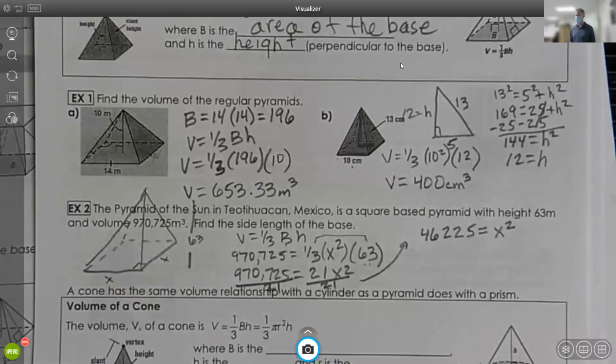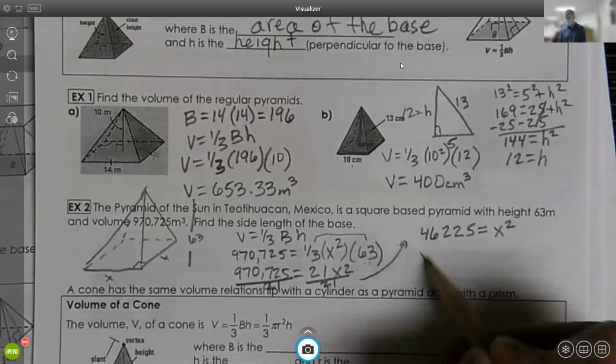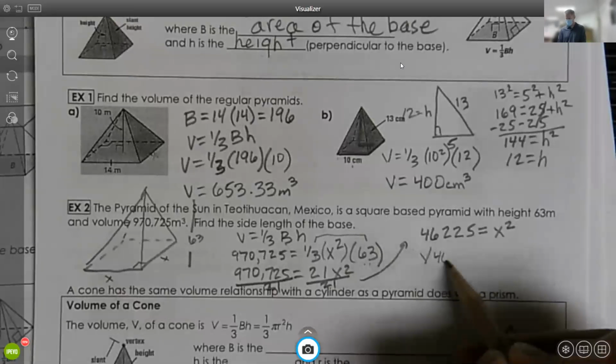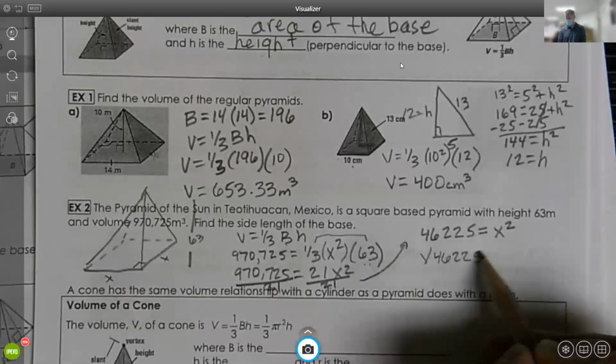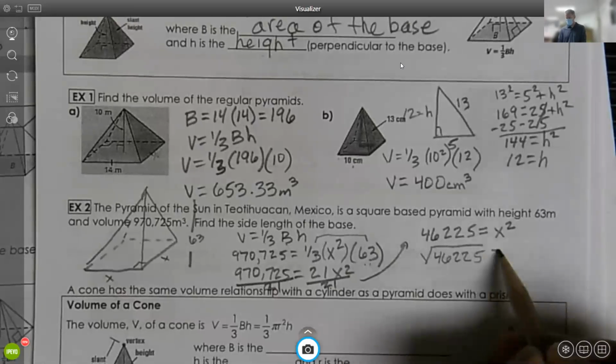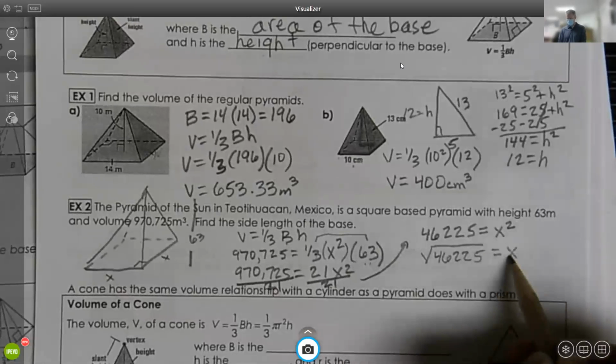So our area of the base is 46,225, but we are looking for the length of each side of the base. So what are we going to need to do with this? Take the square root of both sides. Yes, it is.